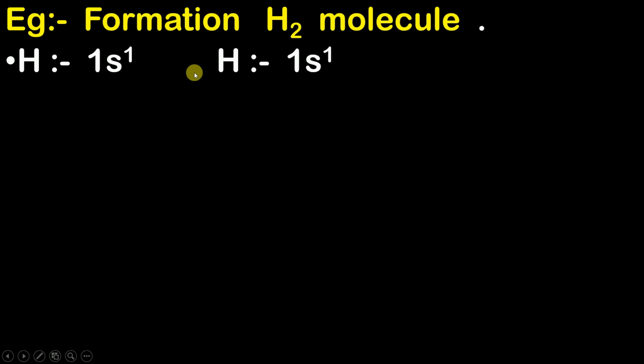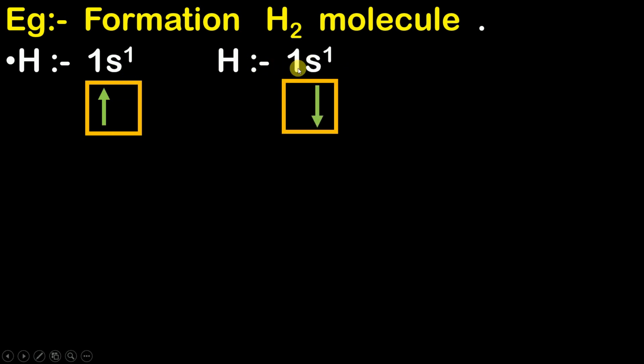Let's understand with the help of an example. Let us consider the formation of an H2 molecule. Now as we all know, for the formation of an H2 molecule, we require two hydrogen atoms. So let us write the electronic configurations of two hydrogen atoms. Now when you represent this hydrogen atom with the help of Hund's rule, we draw a box for a 1s orbital, and in this 1s orbital there is one electron present. So we draw a single arrow. Similarly for this hydrogen atom also, we draw a single arrow because there is only one electron present.